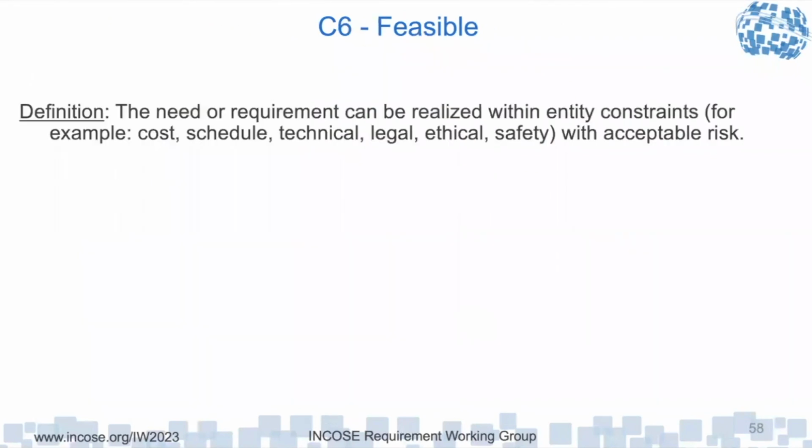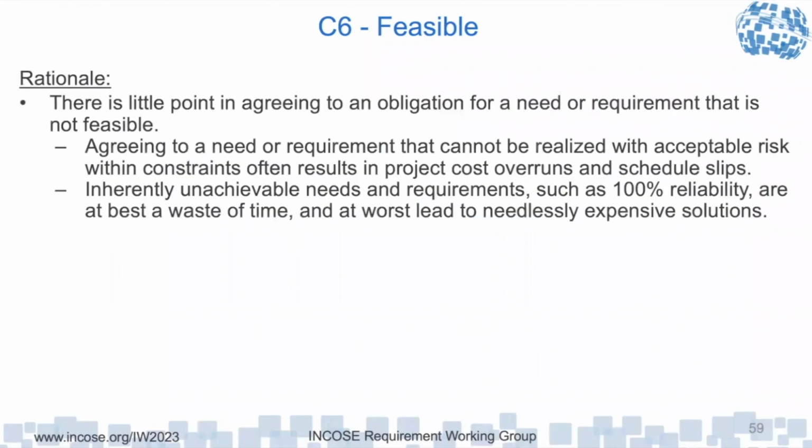Feasibility: the need is feasible within the entity constraints, for example cost, schedule, technical, legal, ethical, safety, risk. And this is the one that's bothered me the most, because from analysis for feasibility, how do you know it's feasible? That's where this whole concept of defining requirements is not an exercise in writing; it's engineering, and then actually doing that analysis. There's little point in agreeing to an obligation for a needed requirement that's not feasible. Agreeing to a needed requirement that cannot be realized with acceptable risk within constraints often results in project cost overruns and schedule slips.